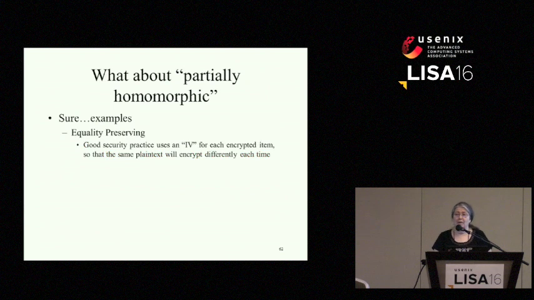So what about partially homomorphic, where there's only certain operations you can do? And sure, there are examples of that. So for instance, suppose you wanted to just be able to test for equality of your encrypted things. The way you do that is ordinarily when you're encrypting, you want to use an initialization vector to throw randomness in so that the same plaintext will have different ciphertext. But if you want to be able to test for equality, just skip that step, and so the same plaintext will always have the same ciphertext.